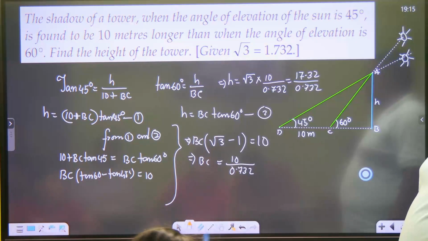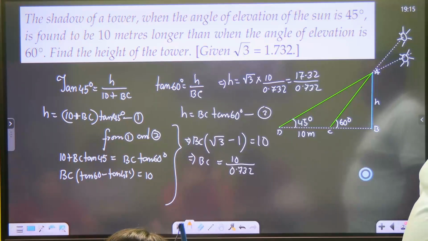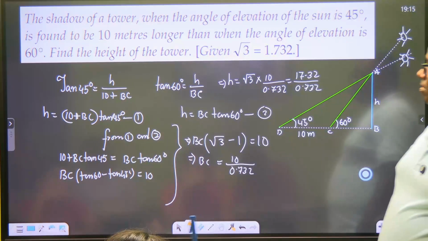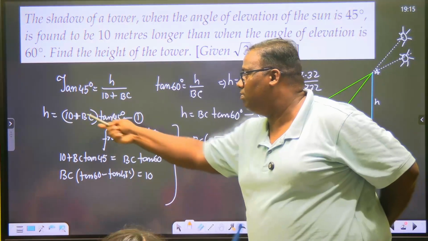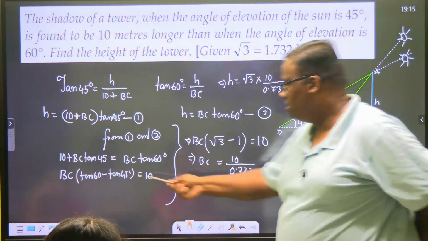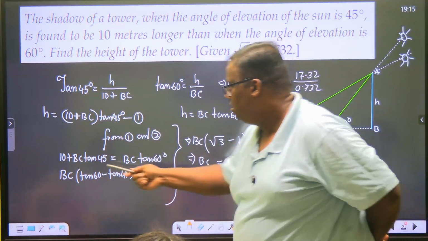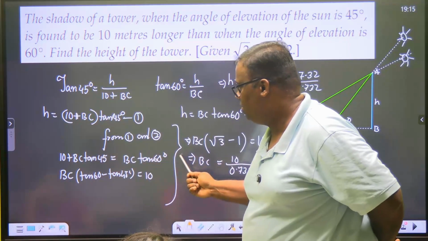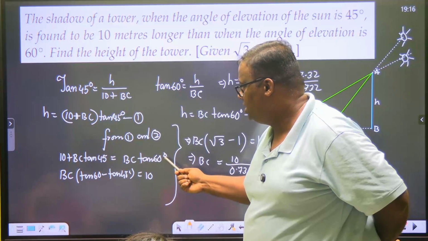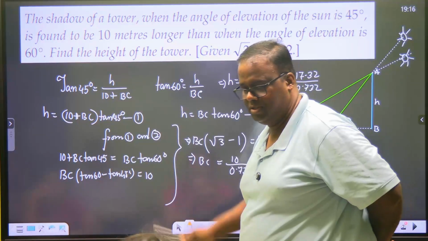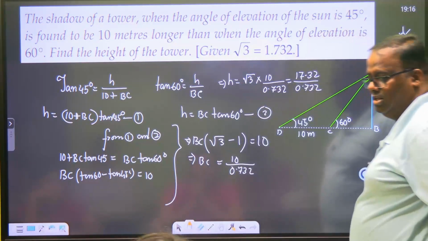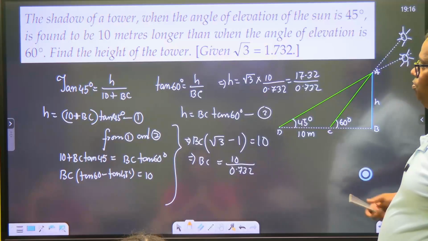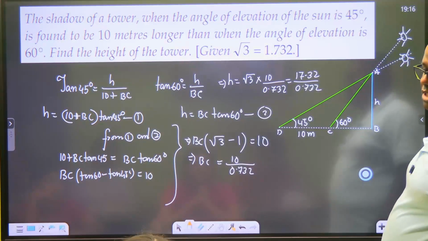So how did we get that step of 10 plus BC tan 45? 10 plus BC tan 45 is H. No, sir, this step. Yeah. ये 10 को उसी साइड रख दो and take the BC tan 45 this side. So it is BC tan 60 minus BC tan 45. Now clear? These things you will need to get accustomed with. बहुत ज़्यादा होगा इस chapter में. Fine. Shall we go to the next one?